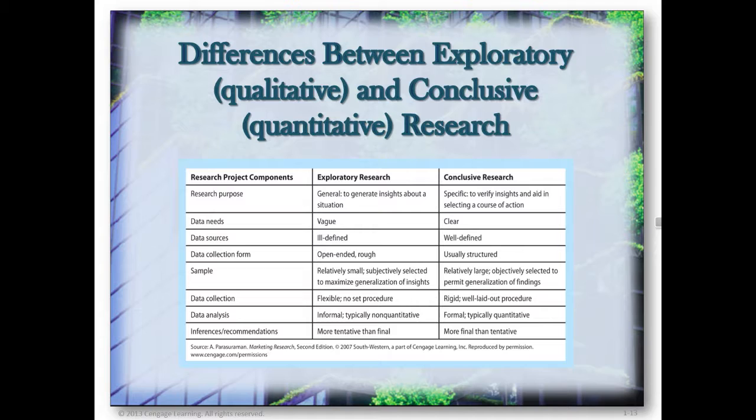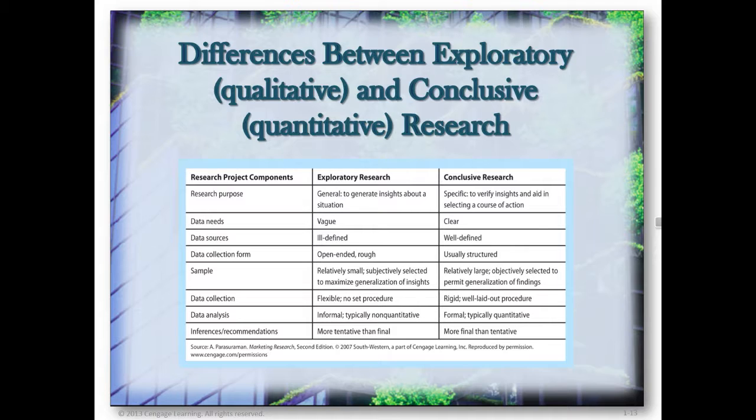The sample in exploratory research can be relatively small. They can be very specifically selected based on their experiences. Conclusive research, you want a larger sample size for your data and your findings to be more objective and to create a generalization of your findings.